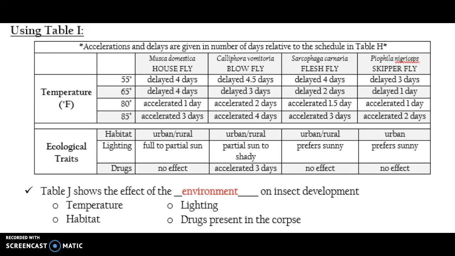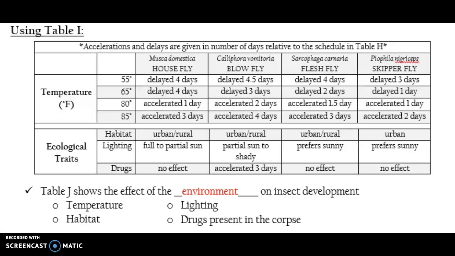Okay, the last thing that we have to talk about with insects is the fact that the environment can influence how quickly or slowly they go through their life cycle. If you remember last class, we talked about the fact that insects are cold-blooded, so they are greatly affected by the environmental temperatures around them. If it's warm, it's going to speed up their development because they'll be warmer. If it's cold, it's going to slow down their development.